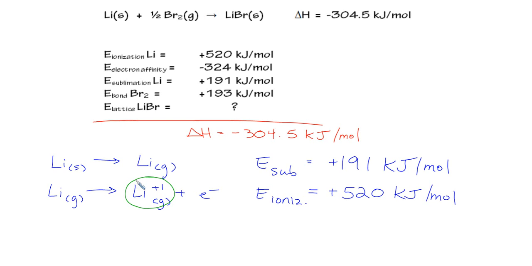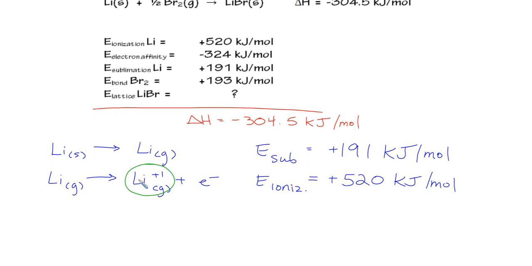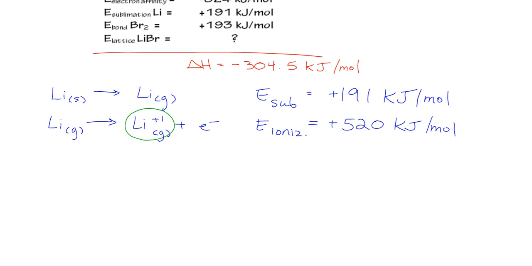But right now bromine is a diatomic molecule. In order to form bromine ions, individual bromine ions, we need to start with individual bromine atoms. So let's see what we can do to fix bromine. Grab a little more room here. We've got half a mole in the balanced equation. Half a mole of diatomic bromine gas. We want to split those molecules so that we'll have a full mole of bromine atoms in the gas phase.